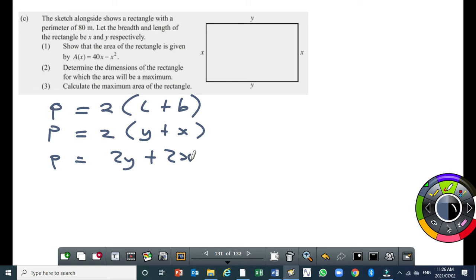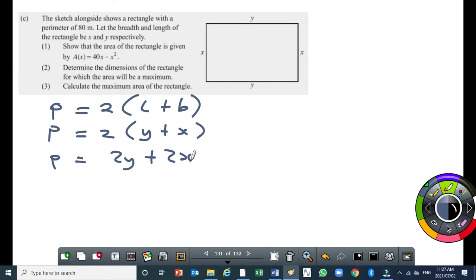Because here, for us to get A(x) equal to 40x minus x squared, it means we need to create this 40 here. Right? To create that 40, this is the root that you must take. You can't say area is equal to LB, then you multiply x and y. xy is not equal to this. Do you agree with me on that?